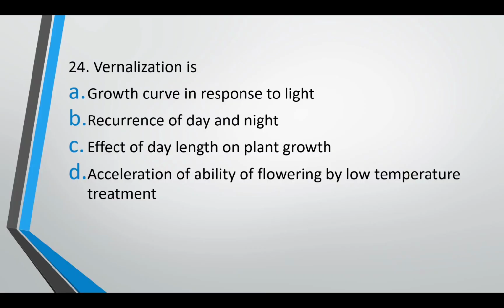Vernalization is option A, growth curve in response to light. Option B, recurrence of day and night. Option C, effect of day length on plant growth. Option D, acceleration of ability of flowering by low temperature treatment. Correct answer is option D.